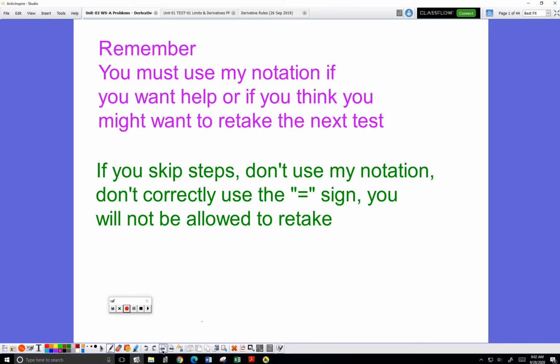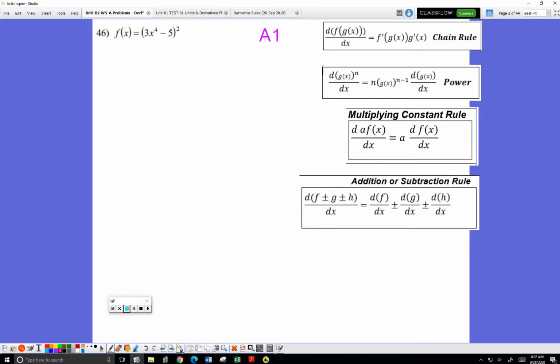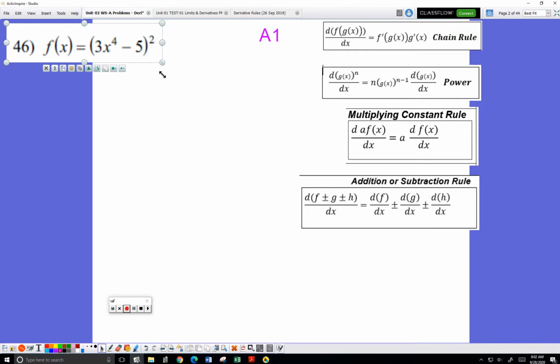So in your notebook, write down this. Just this, number 46. The good news is the problems are easy to write down. They're very short. So just write that down. f of x equals quantity 3x to the fourth minus 5 squared.